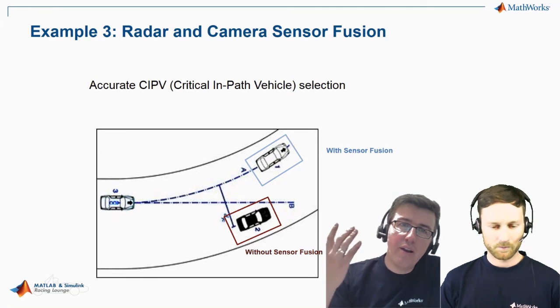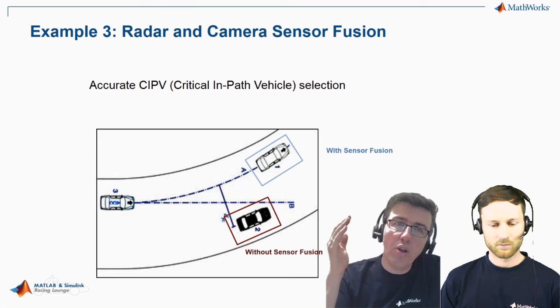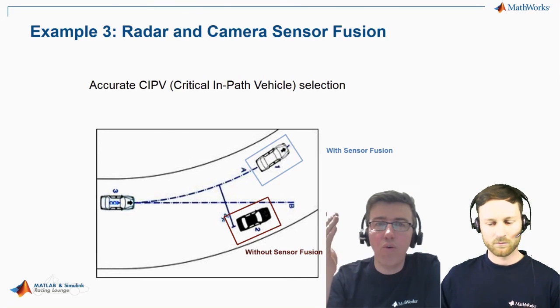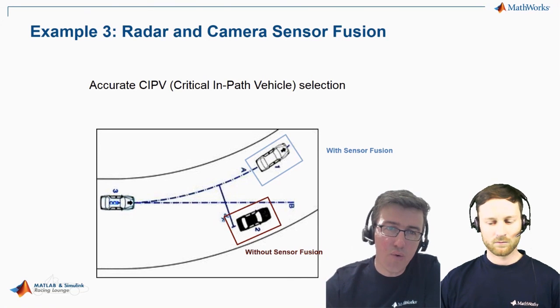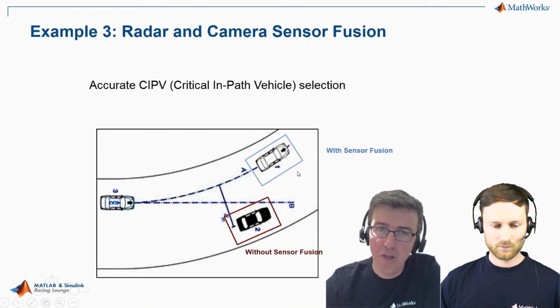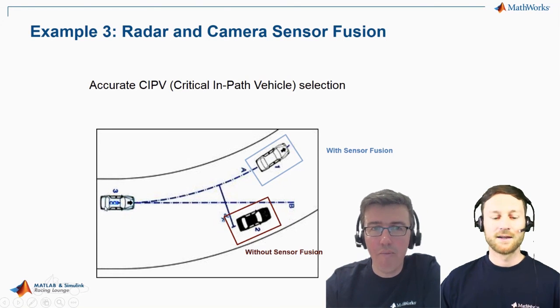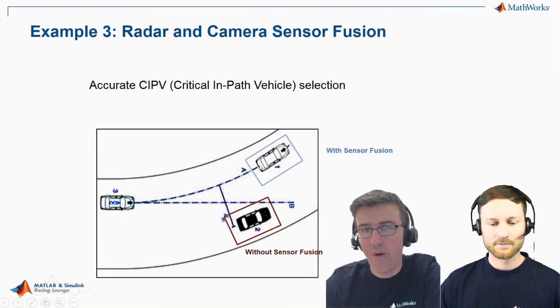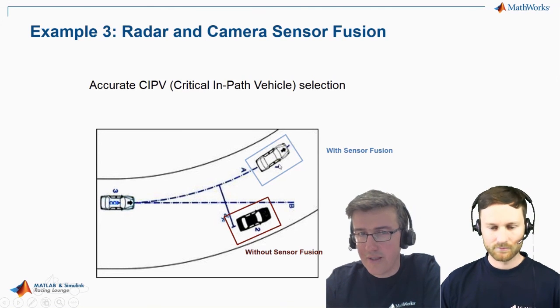Then let's think about a situation in which we do not have only the radar, but we also have the camera. Here with the camera, we would be able to do lane detection and understand, okay, I am moving in this direction. So this is the vehicle which is interesting for me.